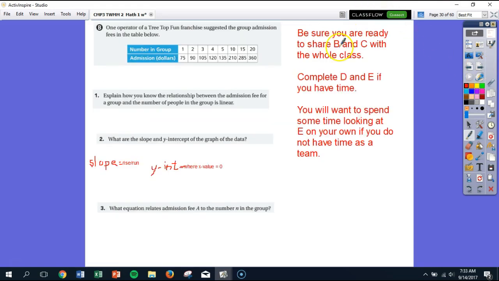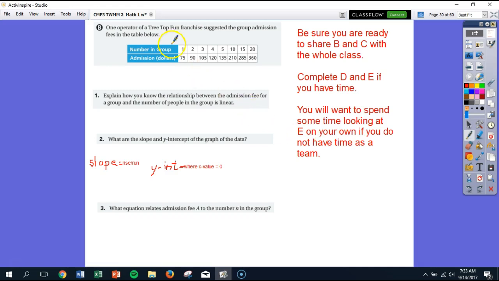Then we go into B, and over here you can see I said be sure you're ready to share B and C with the whole class. If you have time, do D and E. Spend some time on E on your own, and since we're doing this online this time, probably doing all of this on your own, but you can work with your neighbor as long as you keep it quiet.